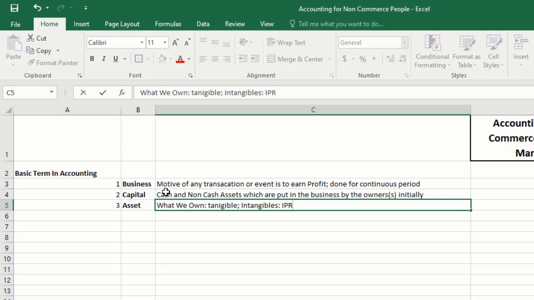So now intangibles like goodwill, patent. Goodwill is intangible. You cannot see it. Then tangible, which you can see, touch, feel.